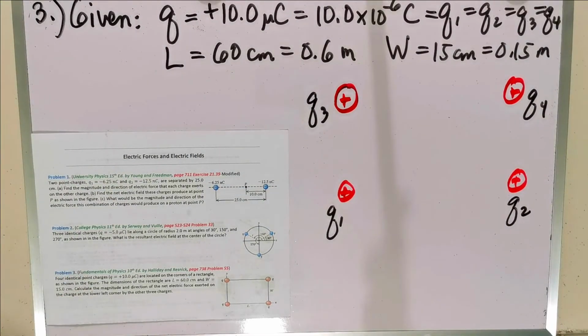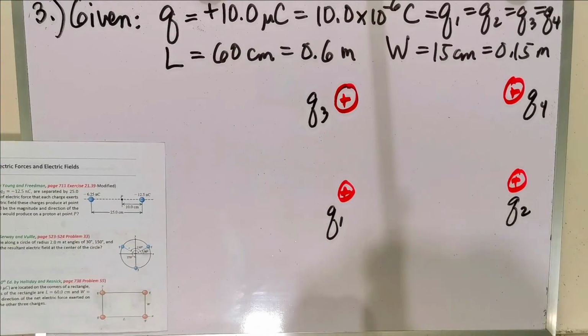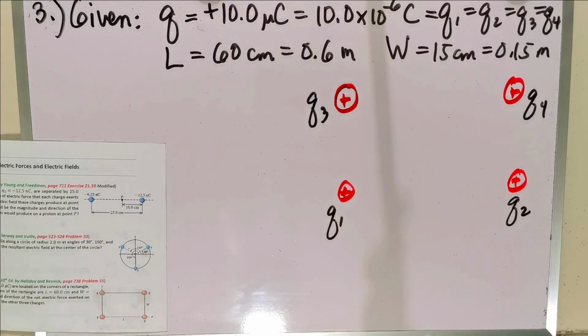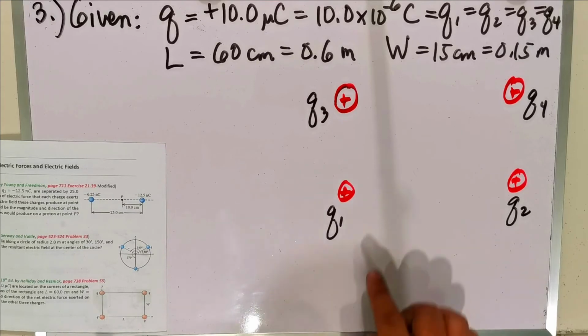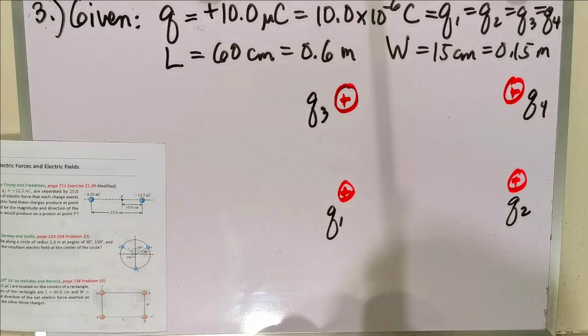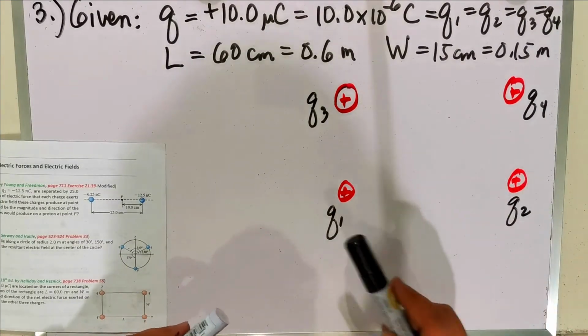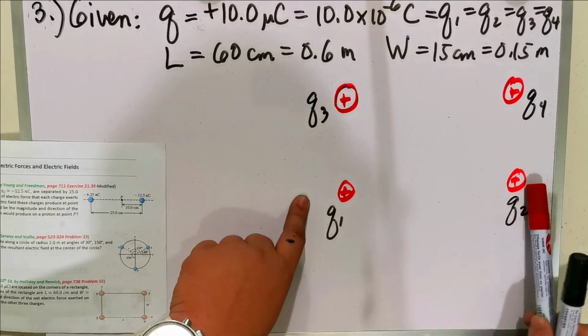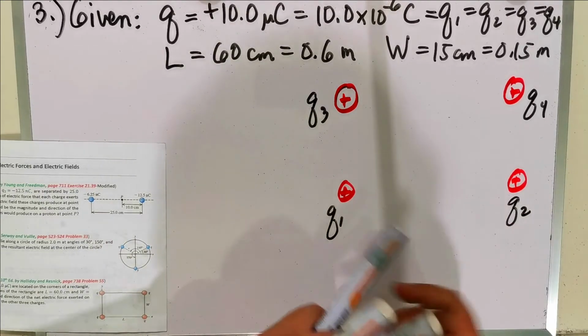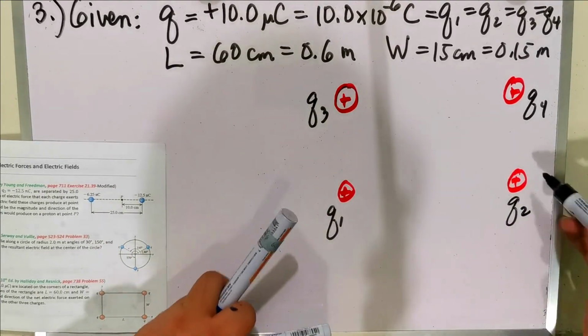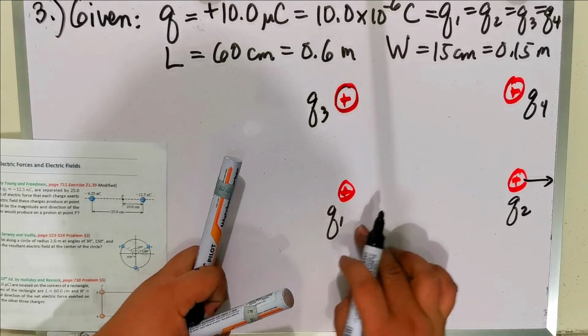So as you notice, all the charges given are positive. That means the effect is that these charges will repel each other. So the interaction is a repulsive force. For example, between Q1 and Q2, the force is repulsive. Meaning, the force given by Q1 toward Q2 is directed away from Q1, in that direction.